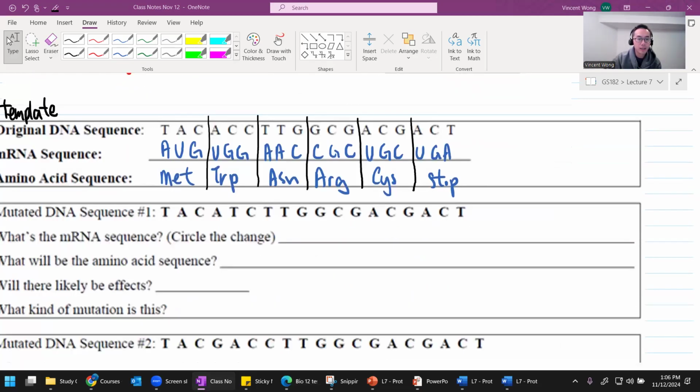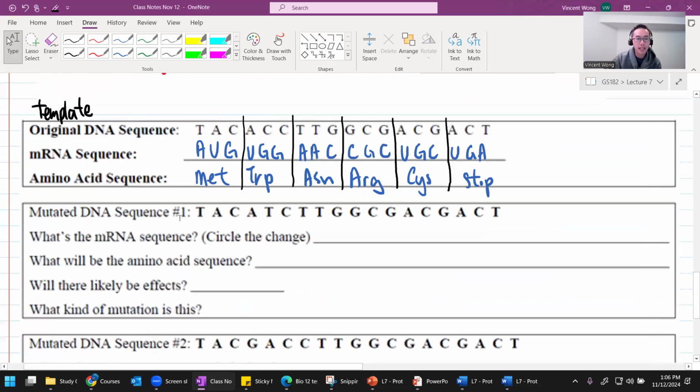So let's take a look at here. This is a mutated sequence. And what you want to do here is to chop them up into triplets. Again, that's like the first thing you do. Chop them up. And you want to check the letters one by one and see where the mutation is. Do you see the mutation? Is it in codon 1, 2, 3, 4, 5, 6? Where is it?